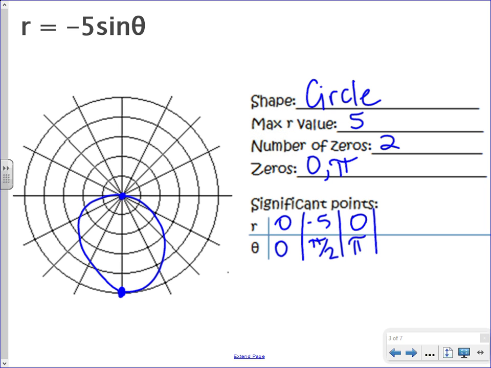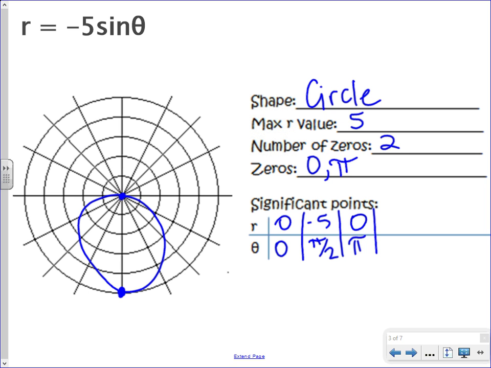Graphically, that's pretty easy to see. From here on out, we'll use algebra and trigonometry to help us find those values. So where did the third significant point go? At pi, r is 0, so we just come back to the pole. And like I said, when we graph a circle, it's only going to take us from 0 to pi to get that drawn. For a circle, you know where it's going to be, but for your significant points, 0, pi over 2, and pi will be sufficient.